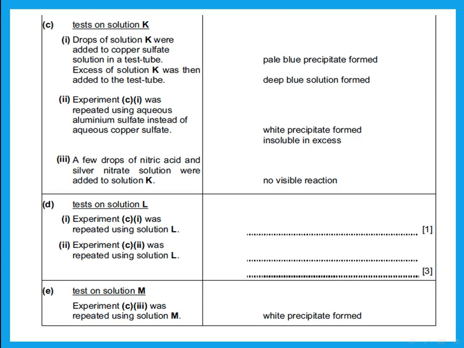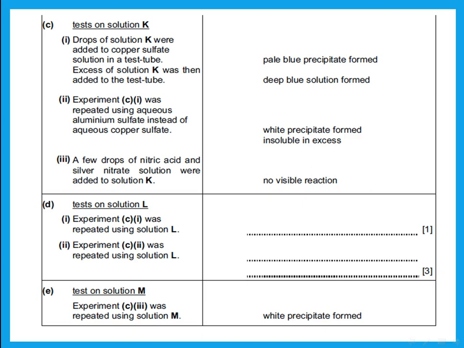Experiment C1 was repeated using aluminium. So he's adding K again to aluminium ions, and he got a white precipitate insoluble in excess. Well, that means it is aqueous ammonia. That is the test for aluminium. With aqueous ammonia, it gives a white precipitate insoluble in excess.